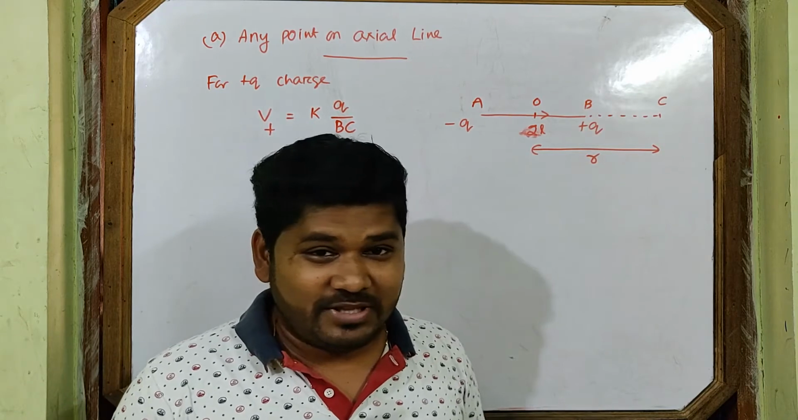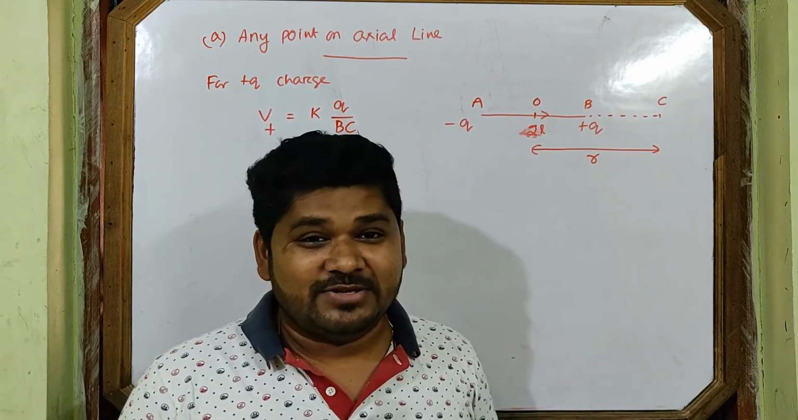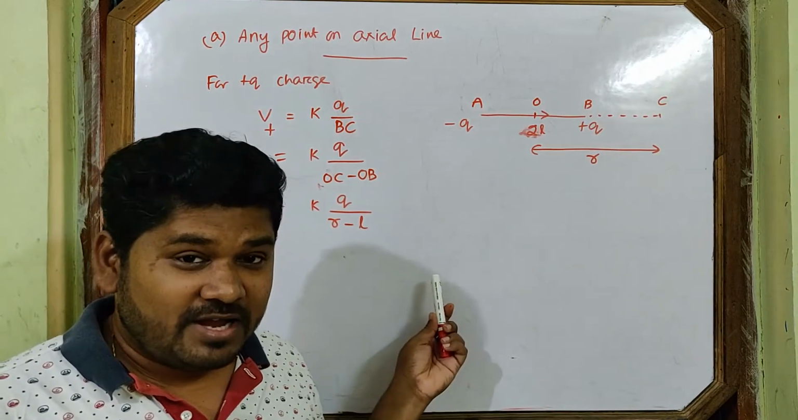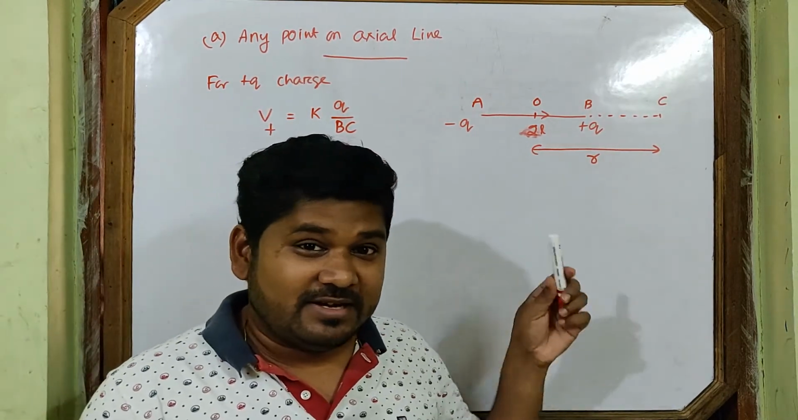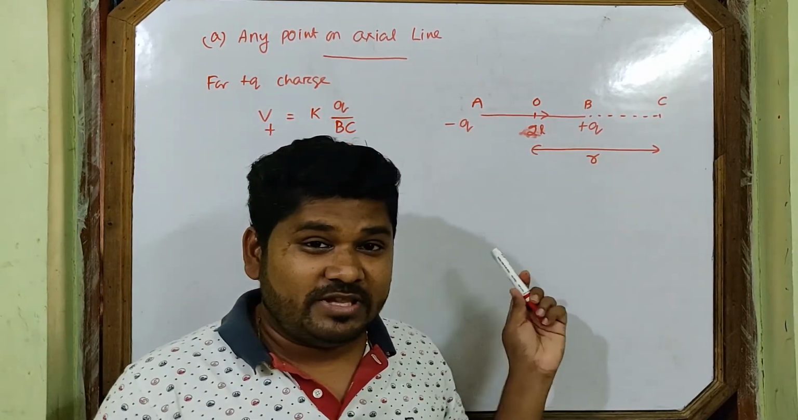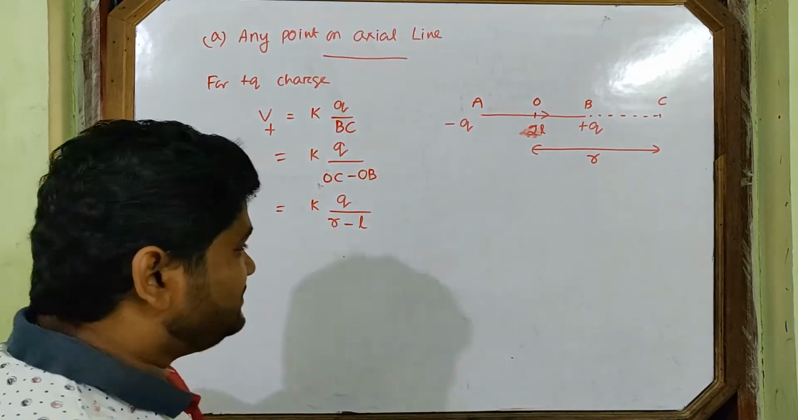No, don't dare to think like this, because potential is which quantity? Scalar quantity. It has no direction. Don't write a direction here like intensity. Intensity is a vector, but potential is a scalar. Don't think about any direction in potential.